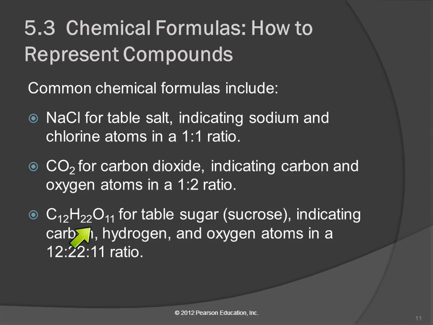And here's table sugar, C12H22O11. That's a lot bigger, isn't it? This says there's 12 carbon atoms, 22 hydrogen atoms, and 11 oxygen atoms. And those are the ratios of atoms of carbon, hydrogen, and oxygen. Okay? Don't make this harder. It is just as straightforward as it appears.